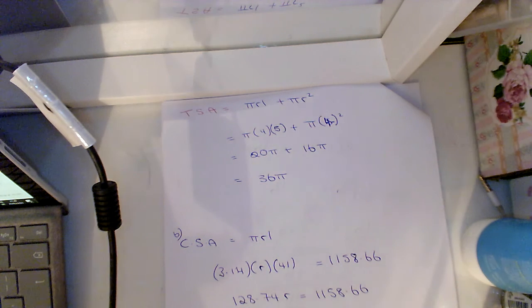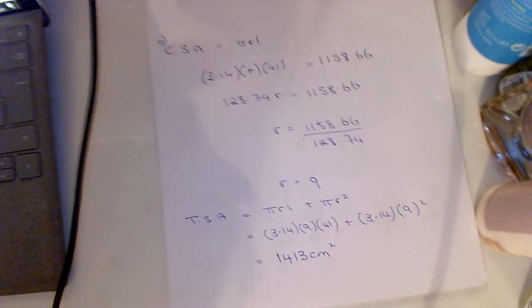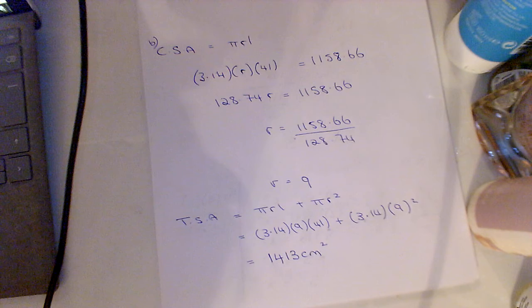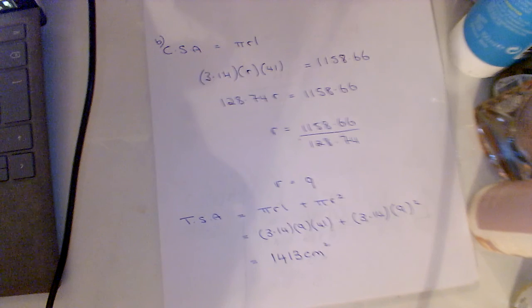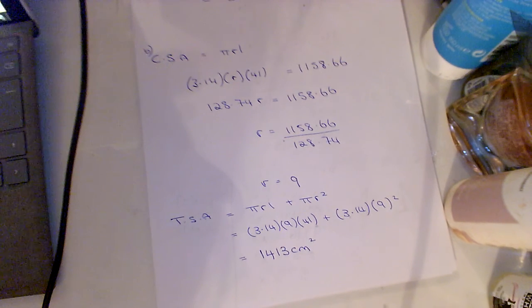and I get 128.74. r is equal to 1158.66. To get r on its own then, I'm going to divide across by 128.74, and I get r is equal to 9. So now I know my radius. To get my total surface area, it's pi r L plus pi r squared. So I have 3.14 bracket my radius, which is 9, bracket my slant height, which is 41, plus 3.14 bracket 9 to be squared, and my total surface area is 1413 centimeters squared.